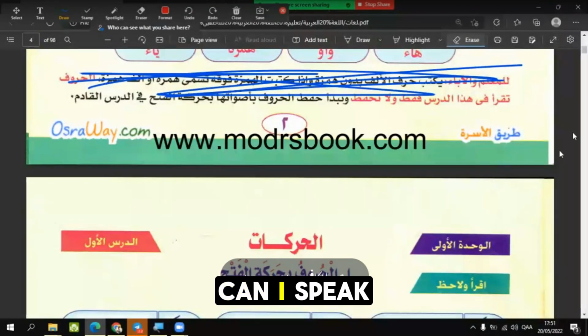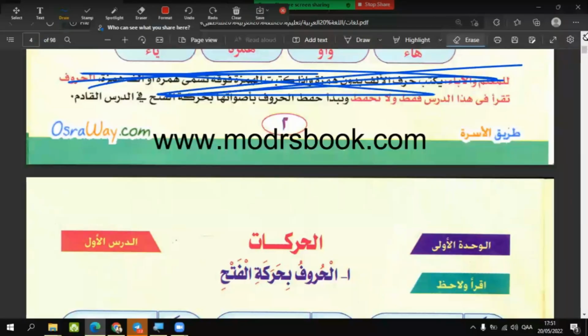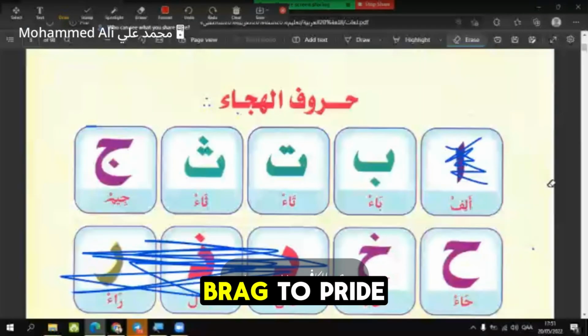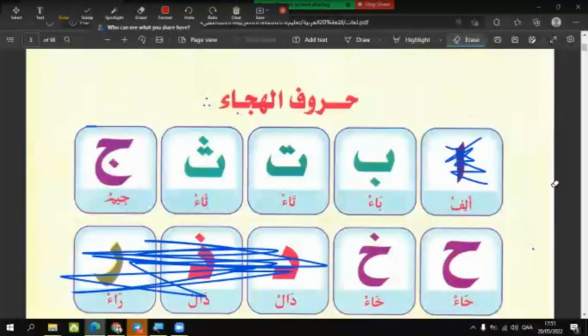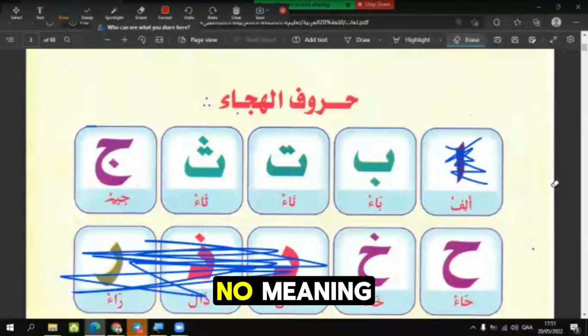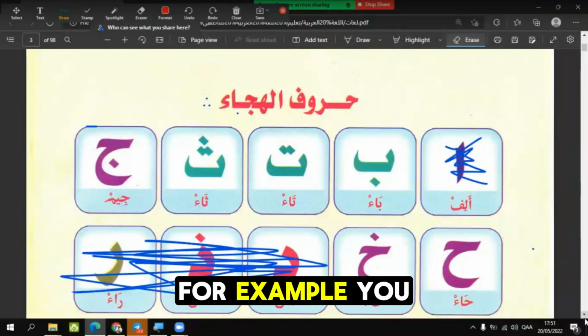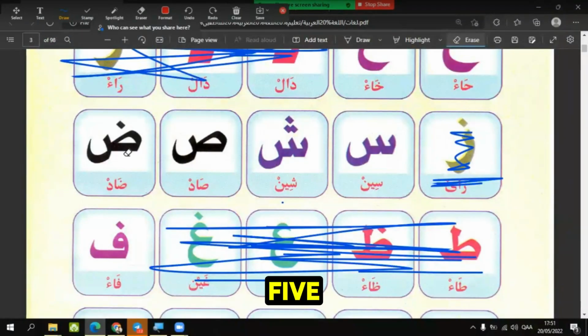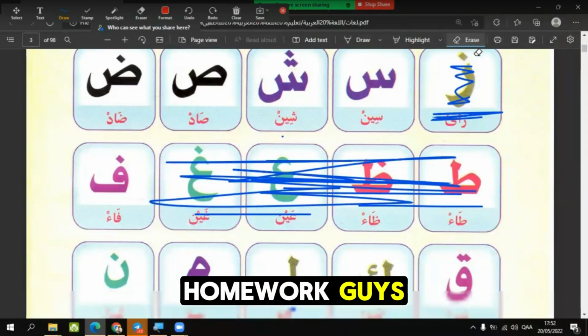Okay. Can I speak, teacher? Go ahead. Are you looking for the meaning? No, it's just a practice of writing them. Exactly. Only attaching. No meaning, because they are just random letters. It's just a practice. They are just random letters, no meaning. Just attach them together. For example, you can choose these 1, 2, 3, 4, 5, and 6. Is there any question about the homework, guys?